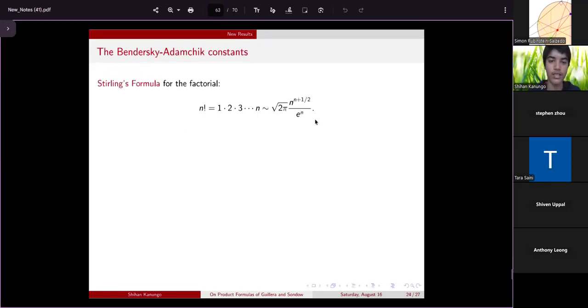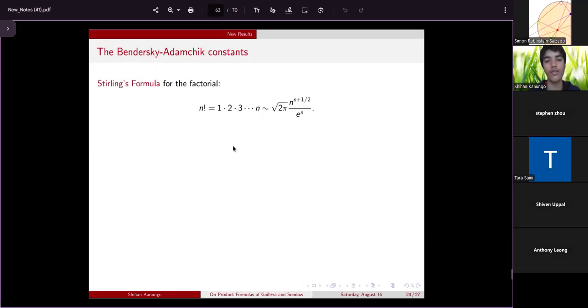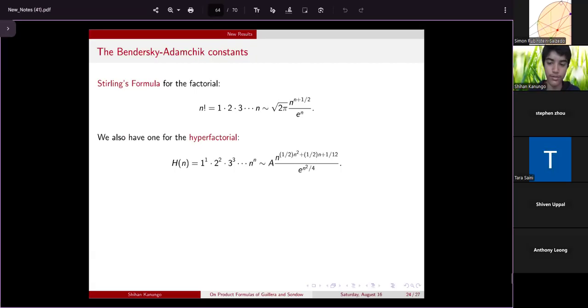And here I'll talk about the definition of these constants now. Stirling's formula for the factorial says that n factorial grows roughly as square root of 2 pi times n to the n plus half over e to the n. Now there's also a similar formula for the hyperfactorial, which is defined to be 1 to the 1 times 2 to the 2 times 3 to the 3 and so on. And it turns out that it grows roughly as A times n to some polynomial over e to some polynomial. And A is the Glaisher-Kinkelin constant that I mentioned earlier.